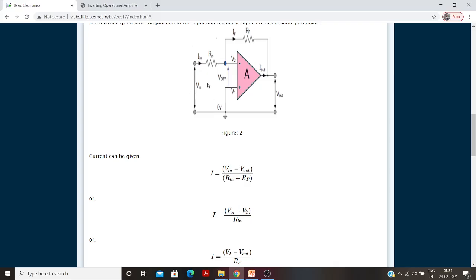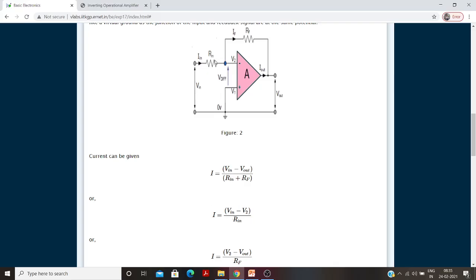Okay, the input voltage minus the output voltage, meaning the voltage difference, divided by the total resistance, which is R1 plus Rf. This is my total current I. So total I is the input voltage V in minus V out divided by R1 plus Rf.